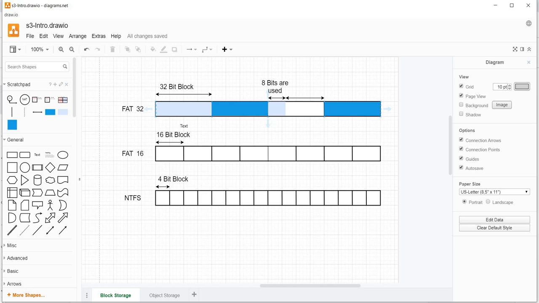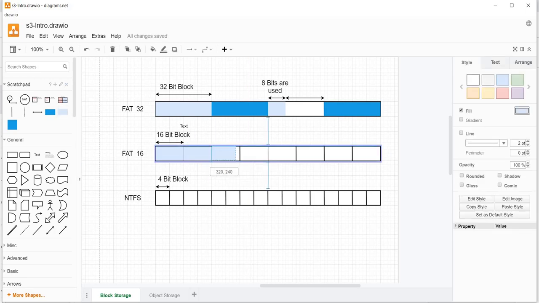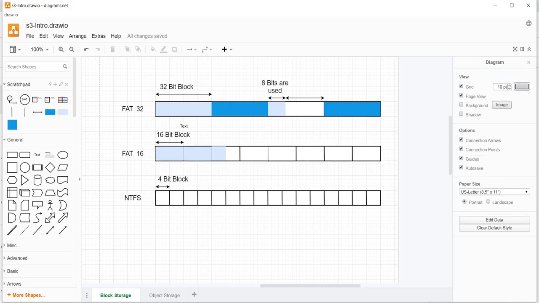To avoid this, we came up with another format, FAT16. In FAT16, each block is 16 bits. Now if I want to store 40 bits of data, two blocks will be used entirely, that means 16 plus 16, 32, and the remaining block will be used only partially. Now the space being wasted here is less as compared to FAT32.